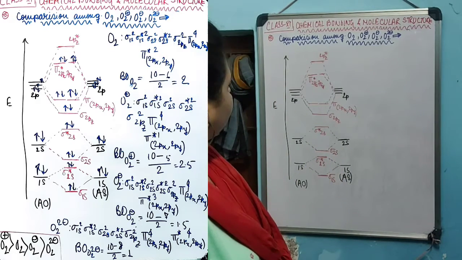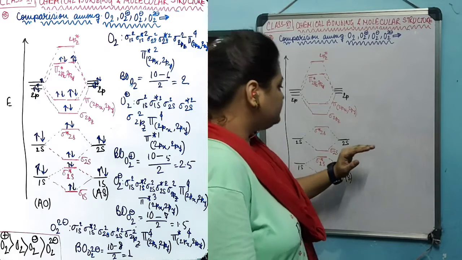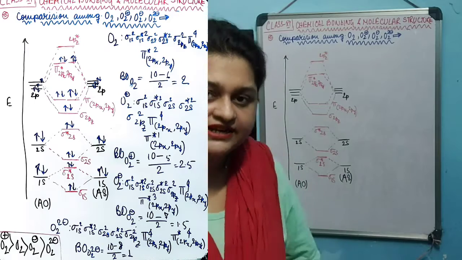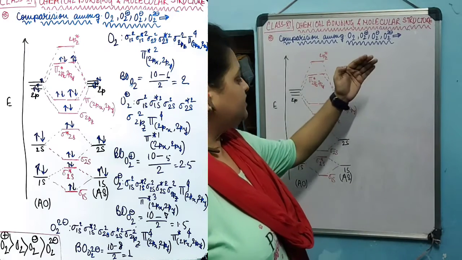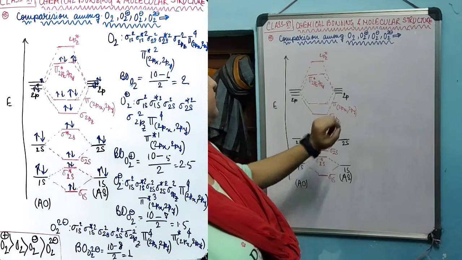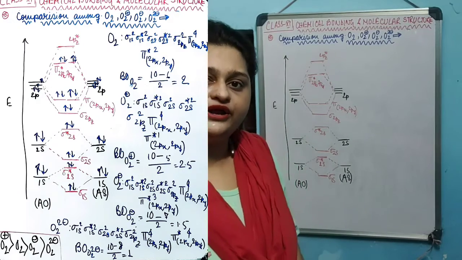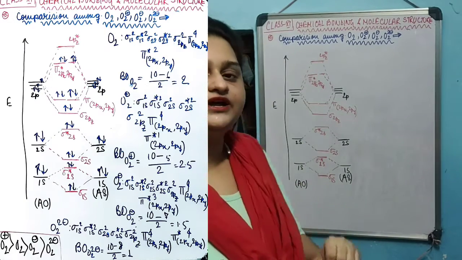That is, from oxygen species and onward, that is, molecular species having more than 16 electrons, the sigma 2pz will be lower in energy compared to the pi 2px and 2py. This is a very vital point we need to remember during the construction of the energy level diagram of MOs.